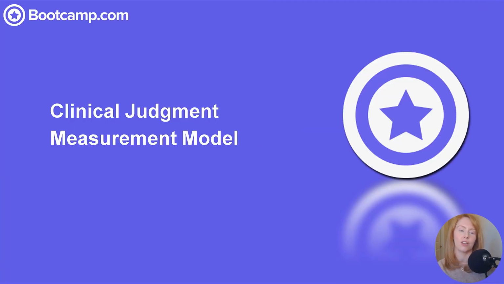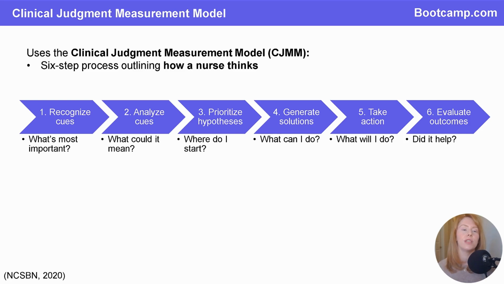So first, the clinical judgment measurement model. To review this from our first video, this is a 6-step process outlining how a nurse thinks. And every next-gen case is 6 questions long where each question corresponds to one of these 6 steps. First, you're going to recognize cues or decide which of those client findings is most important. Then you'll analyze what those cues could mean.